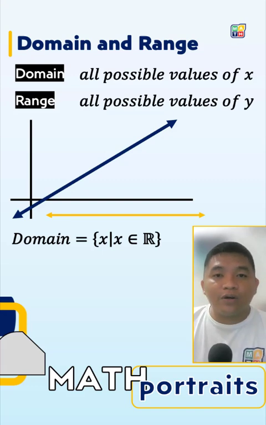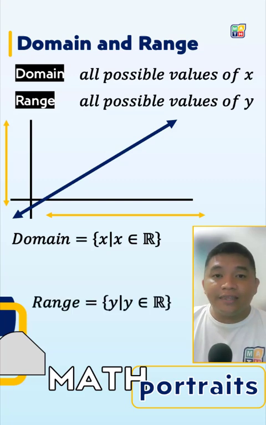As for our range, we're going to examine our graph vertically, up to down or down to up. Same thing here, our graph doesn't have any breaks and they are extending in both directions, up and down. In short, we are sure that our range is a set of all, in this case, y, such that y is an element of real numbers. So this is how we examine the domain and range of a function based on our graph.